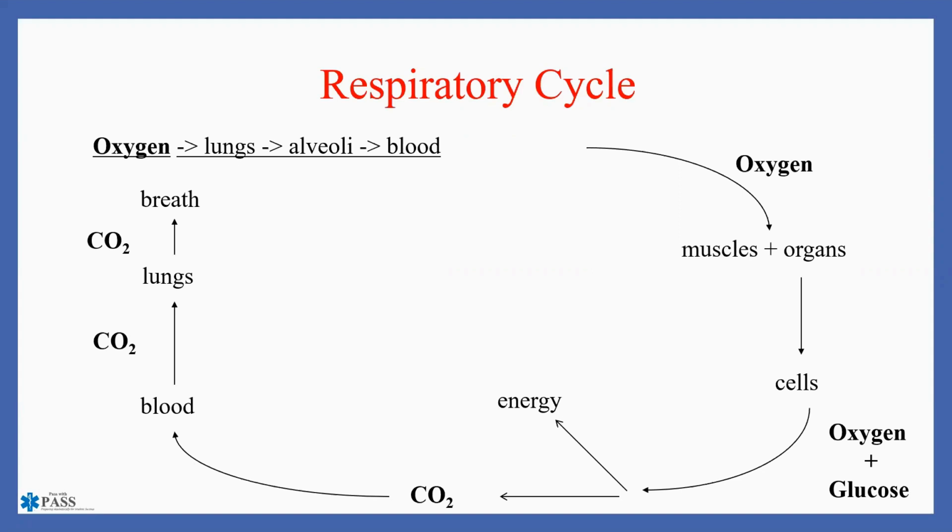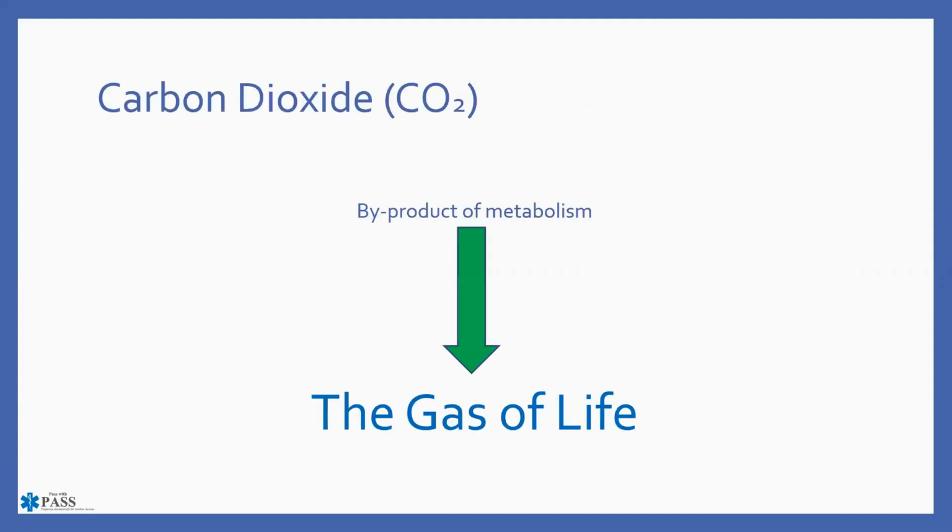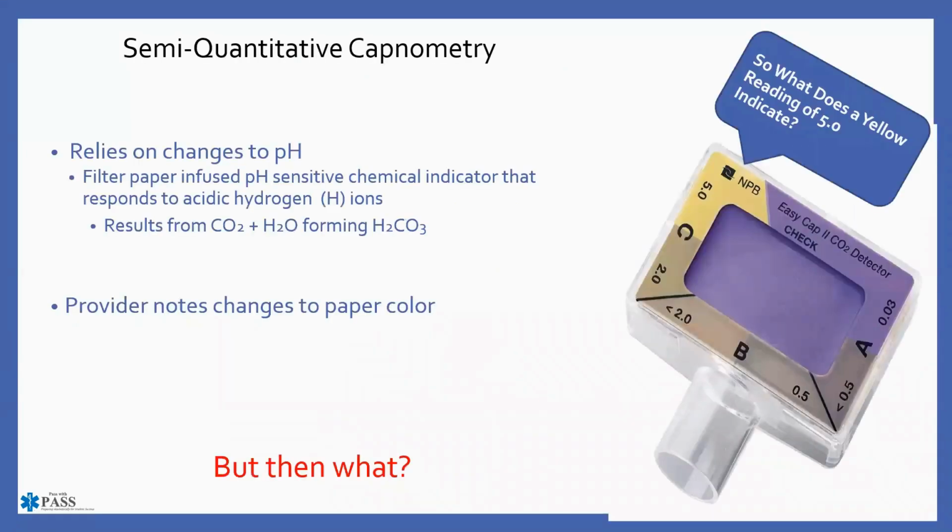And if you understand that, then you're probably on the right path for being able to interpret what we're going to look at here in just a few minutes. So CO2, byproduct of metabolism, also known as the gas of life. Very, very important to understand that. So what about the semi-quantitative capnometry?